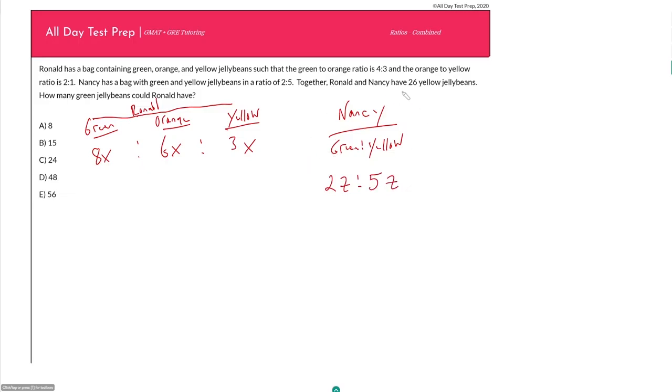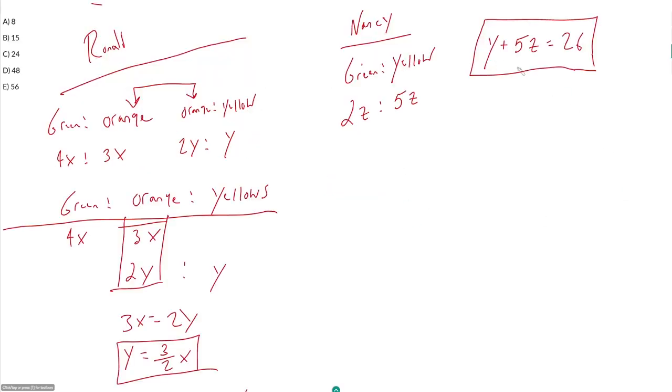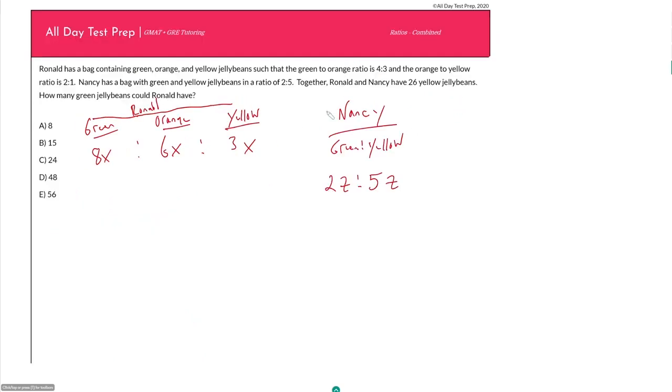Together, Ronald and Nancy have 26 yellow jelly beans. So now that everything here is in terms of x, because before we still had it in terms of y over here, we can say 3x plus 5z is equal to 26.